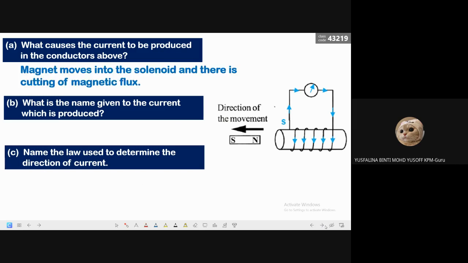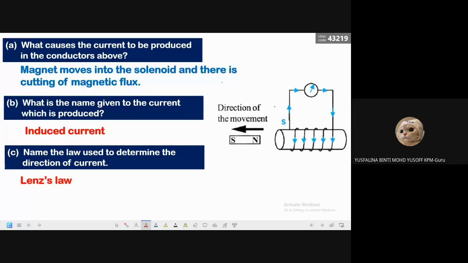Okay, what causes the current to be produced in the conductor? So the magnet moves into the solenoid and there will be cutting of magnetic flux. If they say you don't use magnetic flux, you can say magnetic field. Magnetic flux or magnetic field is actually the same. So you can say if the magnet moves into the solenoid, then there will be a cutting of the magnetic field.